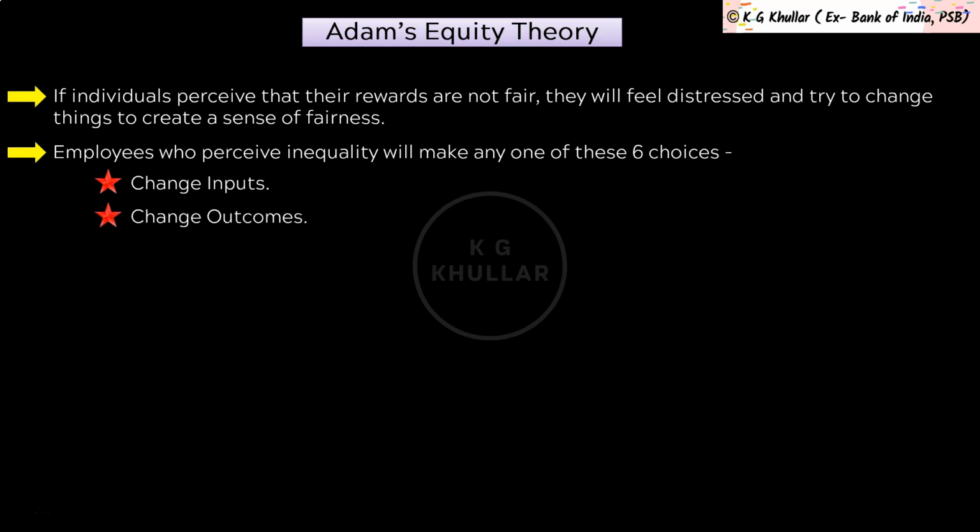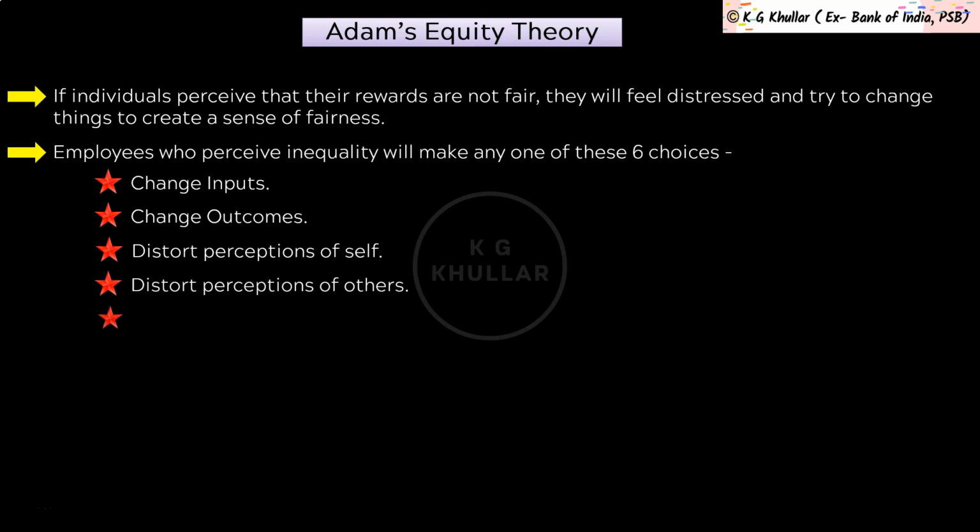Then second is they will try to change outputs. Then third is they will try to distort perceptions of self. Then next is they will try to distort perceptions of others. Then next is changing the comparison. Now in this, they will try to compare themselves with someone else. And lastly, leaving the field. That is quitting the job. So friends, with this, I hope the Adams equity theory is clear to you.